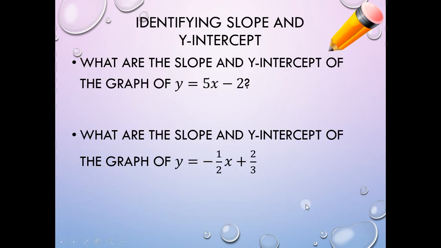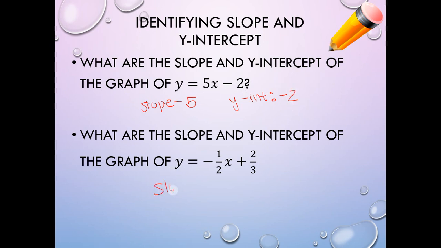So now, let's identify the slope and y-intercept. These should be exceptionally easy. What are the slope and y-intercept of the graph y = 5x - 2? Your slope is always what is in front of your x, which is 5. My y-intercept is the number that's alone, not multiplied by the x, so in this case it is negative 2. So my slope is 5, my y-intercept is negative 2. That's all they're asking on these ones.